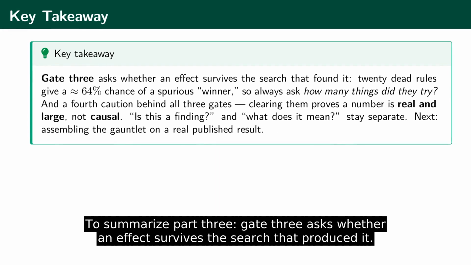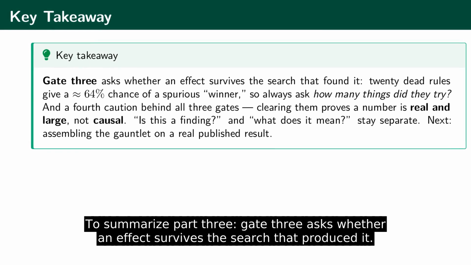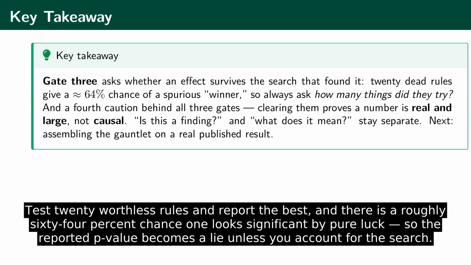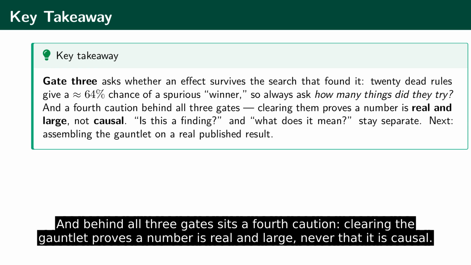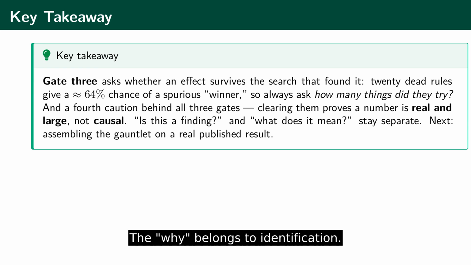To summarize Part 3, Gate 3 asks whether an effect survives the search that produced it. Test 20 worthless rules and report the best, and there is a roughly 64% chance one looks significant by pure luck. So the reported p-value becomes a lie unless you account for the search. Always ask how many things they tried. And behind all three gates sits a fourth caution. Clearing the gauntlet proves a number is real and large, never that it is causal. The why belongs to identification.